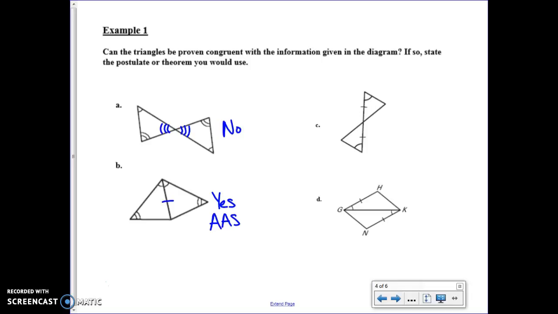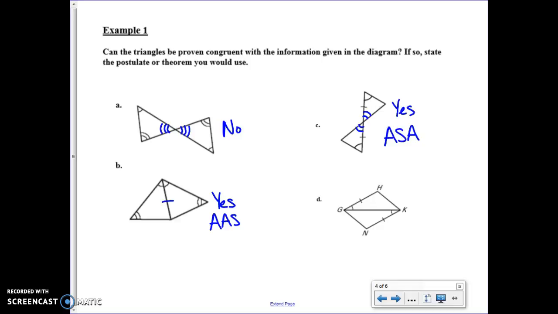Looking at example C, again, I see vertical angles there. It's touching just to the vertex. I'm going to put double arcs to show that. This time I see that the side is in between the 2 angles. So in this case, yes, we can, but it would be angle, side, angle. Put the S between those 2 A's.